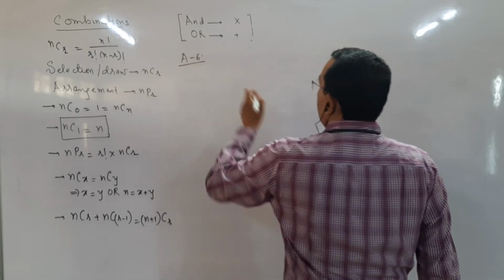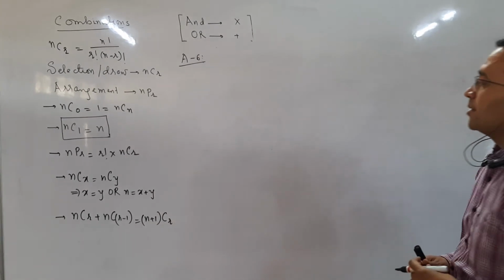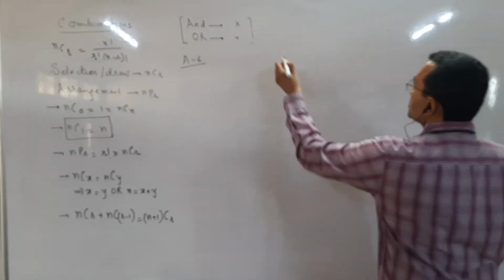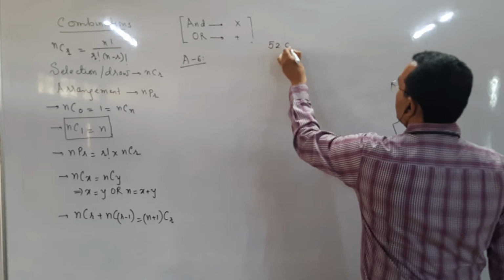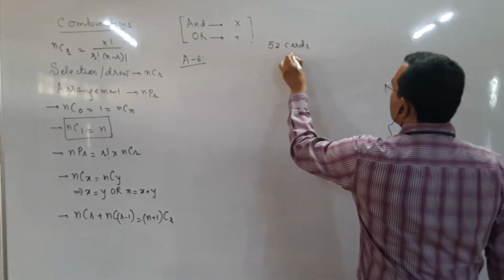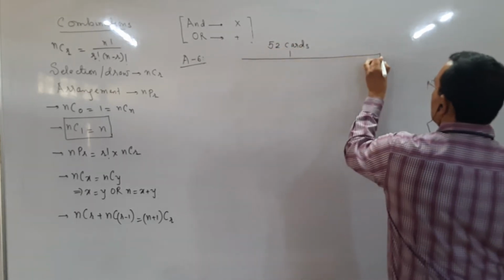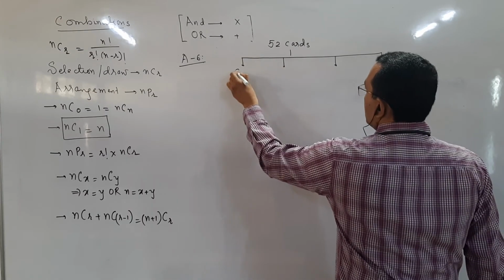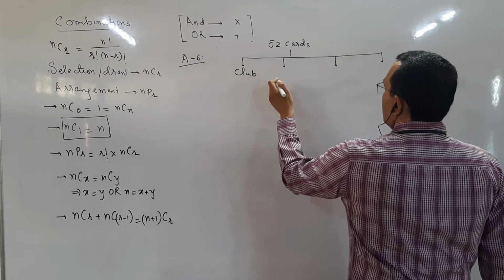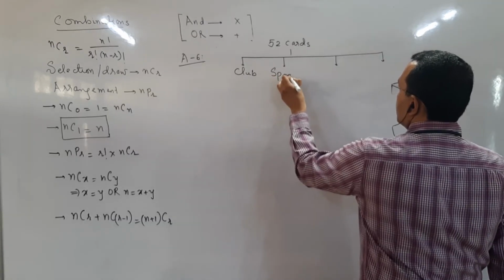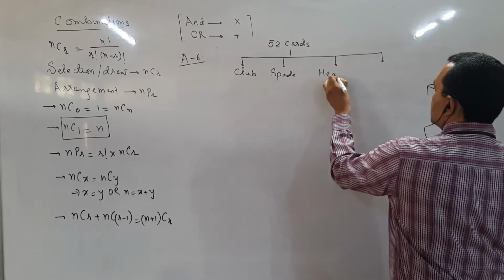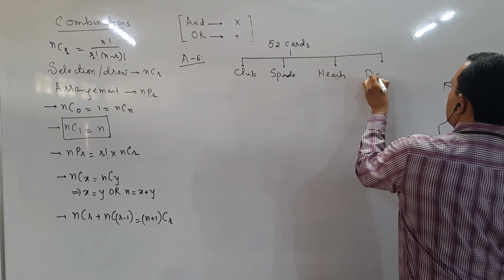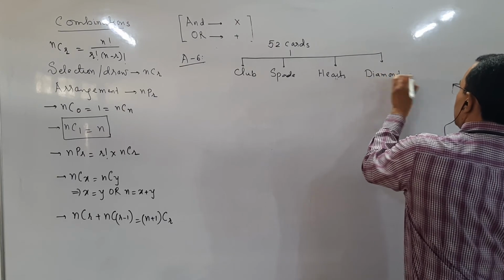The sums of probability and permutation combination remain not understood. Say in a pack of 52 playing cards, students, let me tell you, we will discuss the basics. We have 4 suits: say club, then spade, then hearts, and the last is diamonds.